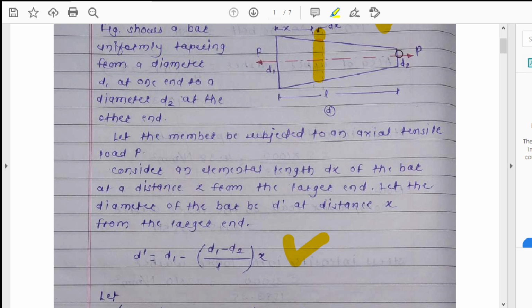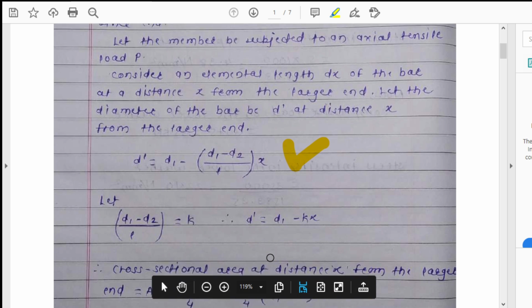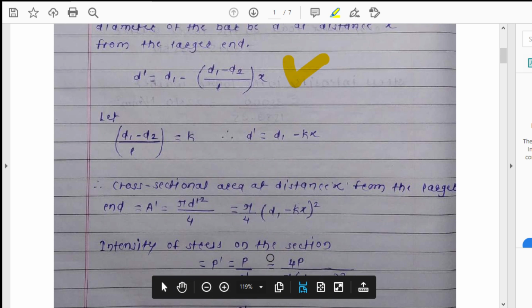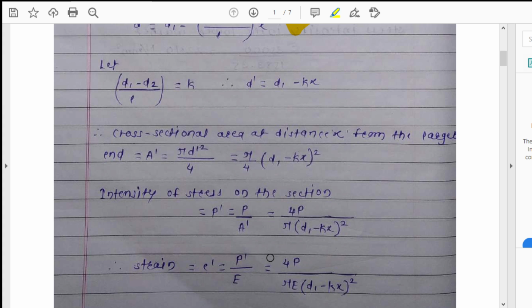If you are finding the unknown quantity's length from d2, we have to find the distance of this d dash from d2. But we have assumed that this section is at distance x from the larger end, so we have considered x here. The interpolation formula is very simple, you can easily understand it, and it is a very simple mathematical calculation.